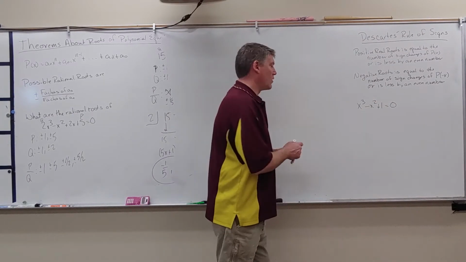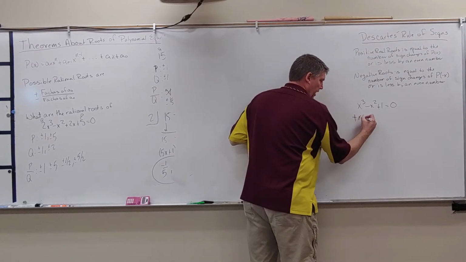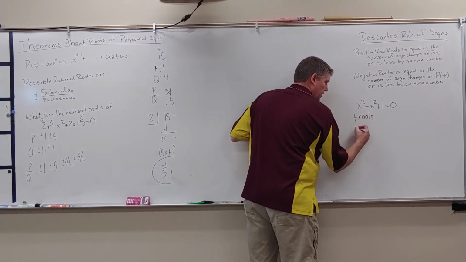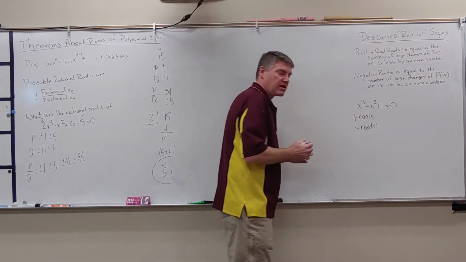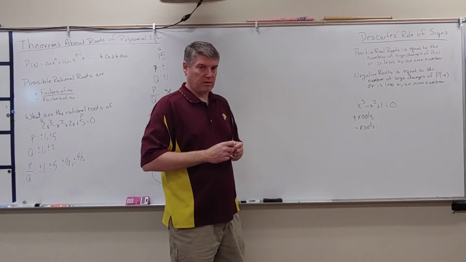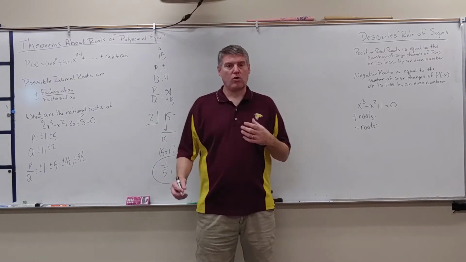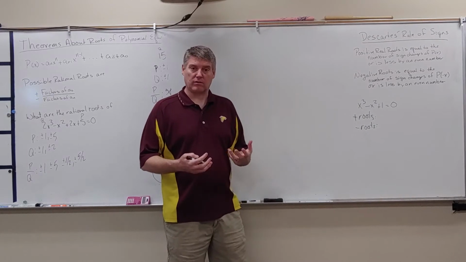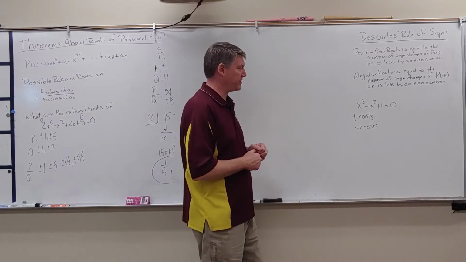Okay? You'll see me do a lot of this. So positive roots, negative roots, and all this is doing is telling me the possible number. It doesn't tell me if they're rational or radical. It just tells me the possible number, how many there are going to be.